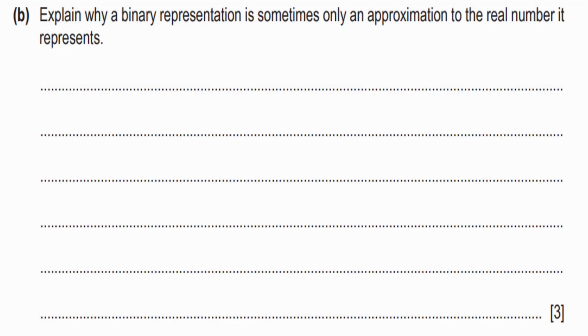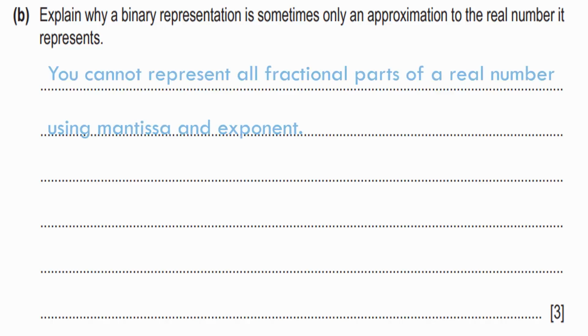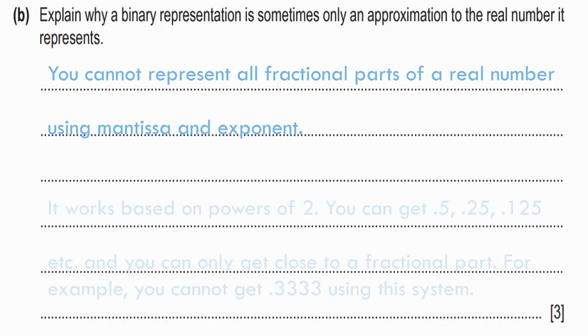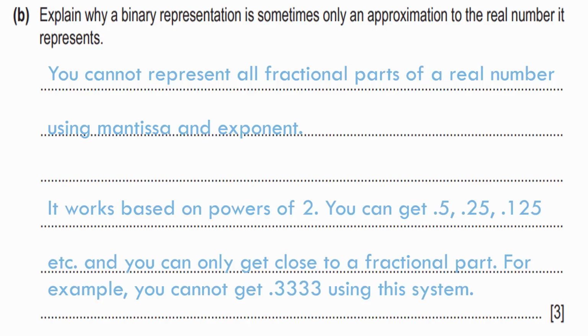Continuing with mantissa and exponent, explain why a binary representation is sometimes only an approximation to the real number it represents. Well, you cannot represent all fractional parts of a real number using mantissa and exponent. You can get close, but it's not always going to be 100% exact. It works based on the powers of 2. You can get 0.5, 0.25, 0.125. You can get those. And you can only get close to a fractional part for others.